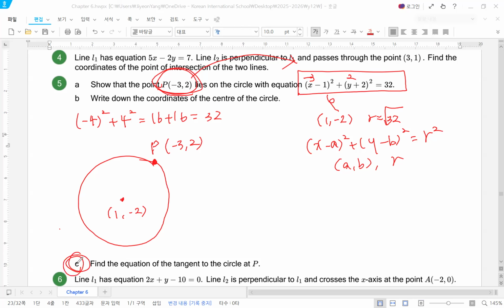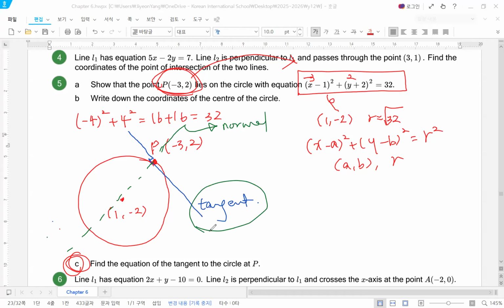Find the equation of the tangent to the circle at P. So tangent means a line which passes through P, but meets this circle only at one point. Understand? This is the tangent. Guys, what's the name of this line? Normal. So anyway, you need to find the tangent equation.